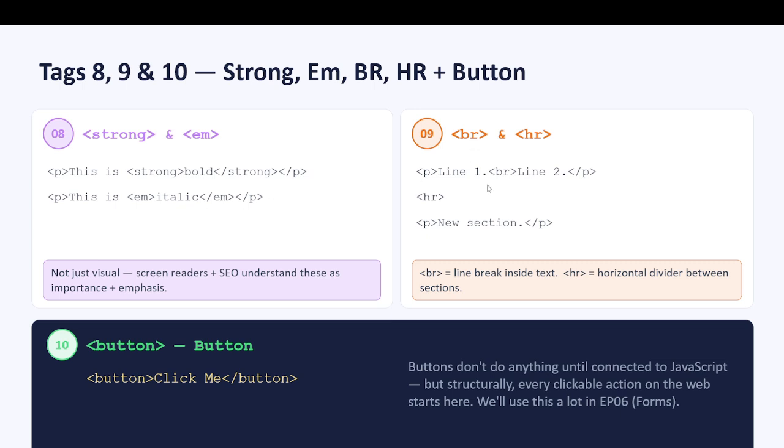As we discussed, br is a tag wherein we are using it to provide a line break. One more is the hr tag, that is a horizontal line, which will help you to create a new section in an HTML page. Coming to the last one, that is button. So you can use the button tag, and inside the button tag you can provide the text which will appear on the button. So button does not do anything until connected to JavaScript, but you can just understand how structurally it is helpful to create forms.